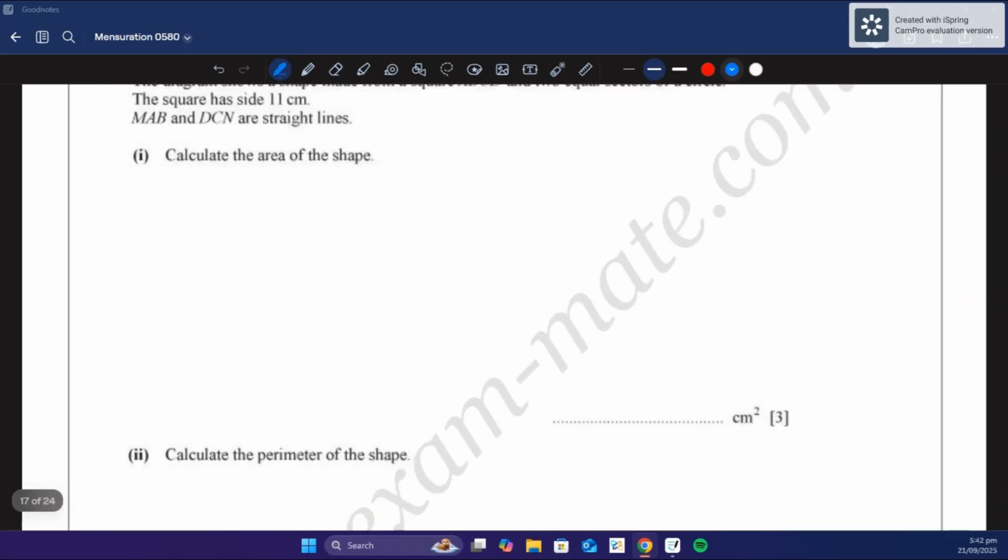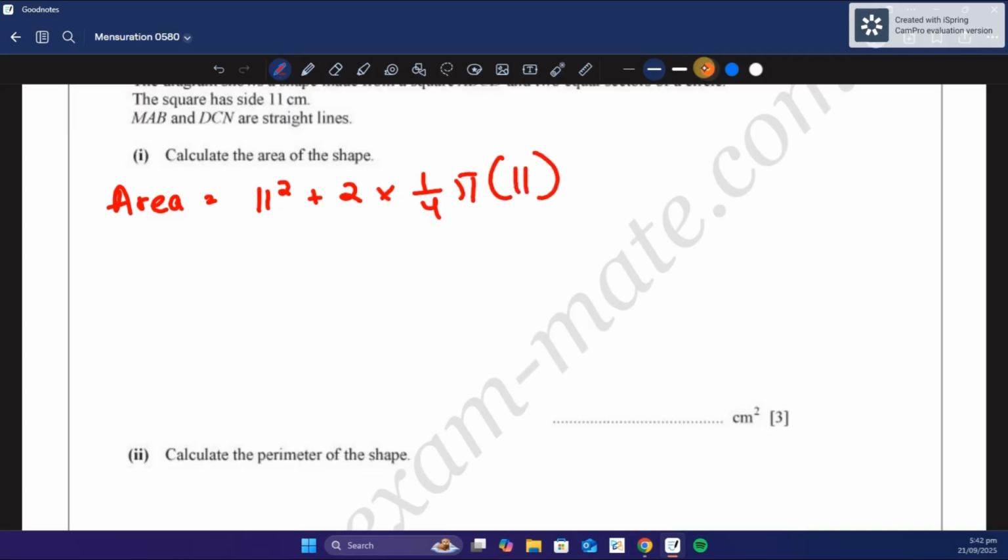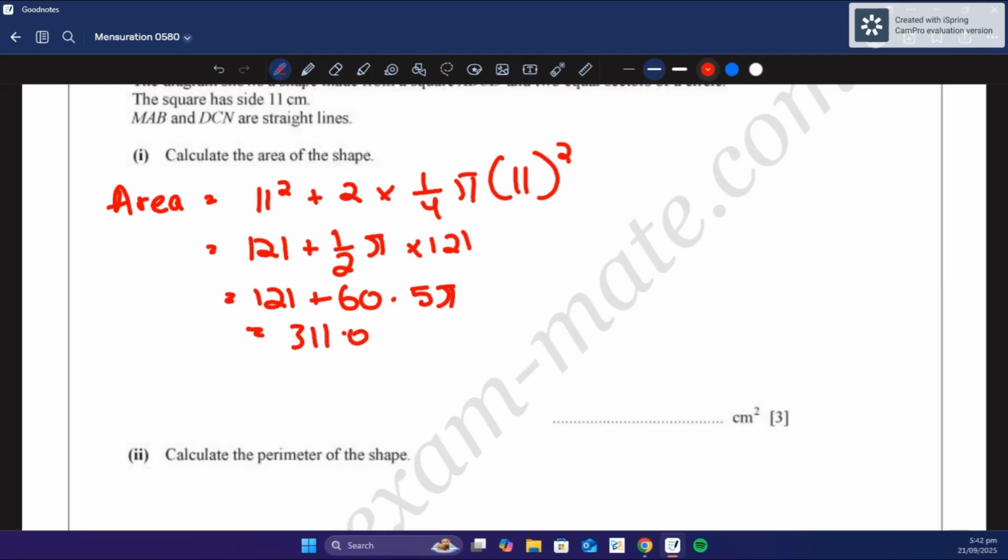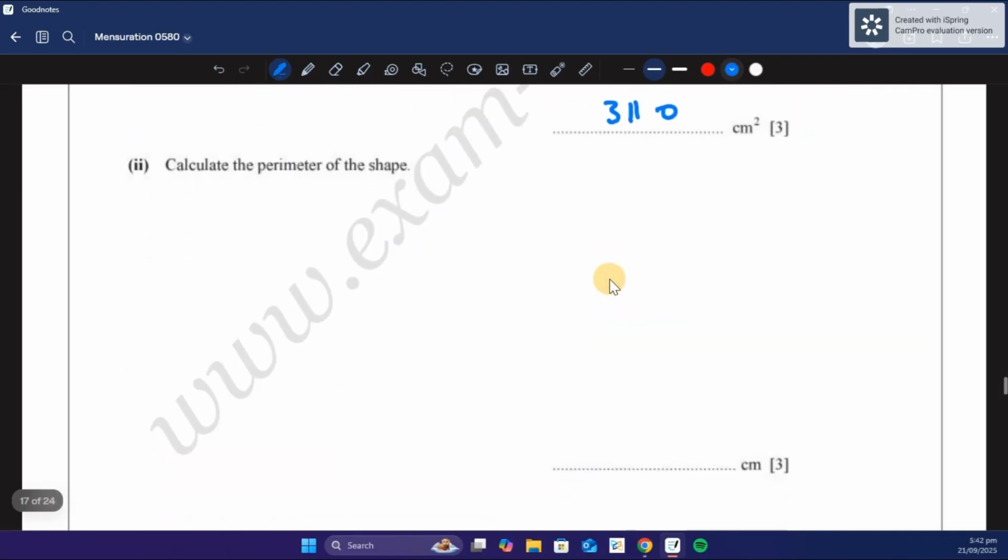Okay. So, area equals 11 squared plus 2 into 1 by 4 pi r squared, where r squared is 11 squared. This would give us 121 plus 1 over 2 pi into 121, resulting in 121 plus 60.5 pi, which would equal 311.0, and that is our final answer. Alright, perfect.